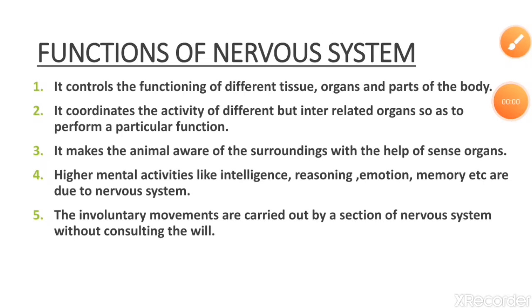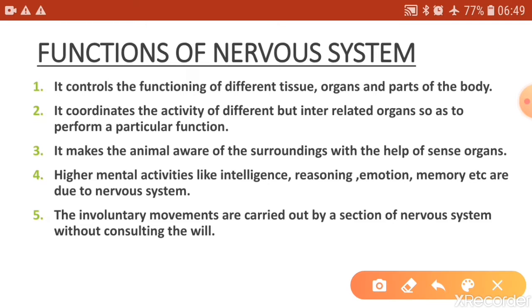The nervous system comprises a system of neurons, nerves and nervous organs which controls and coordinates various activities through electrical impulses or nerve impulses. Before discussing the human nervous system, let me first tell you about the important functions performed by the nervous system. The nervous system controls the functioning of different tissues, organs and parts of the body. It coordinates the activity of different but interrelated organs so as to perform a particular function.